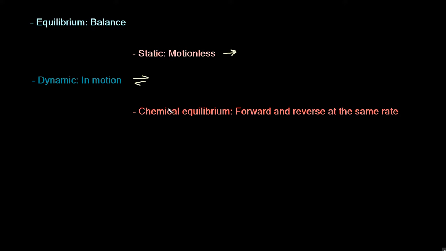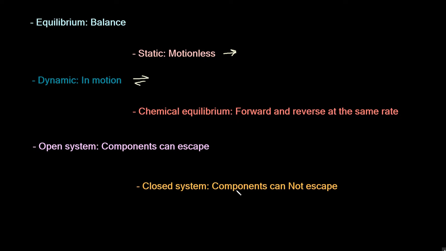Then we have, once chemical equilibrium is achieved, it just basically means the forward and reverse occur at the same time. That is chemical equilibrium. Then we have an open system where components can escape, and a closed system where components cannot escape. For example, a can of Coke is a closed system. Once you open that system, CO2, carbon dioxide, will escape from the can, thus giving us an open system.